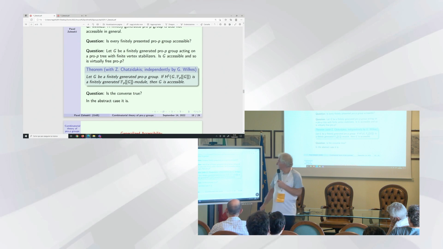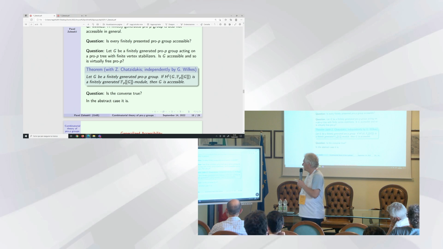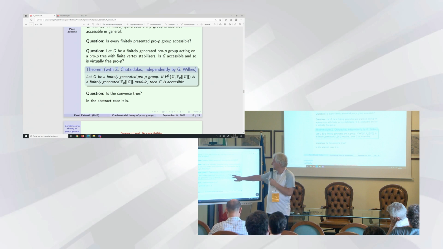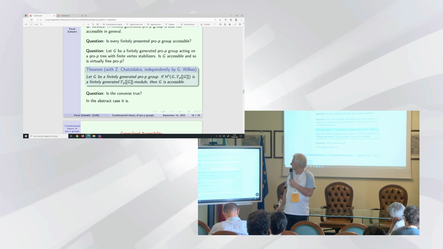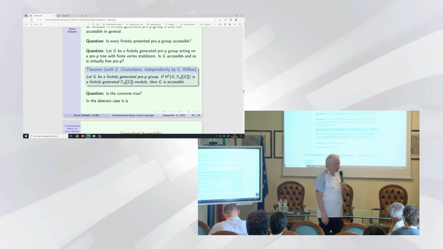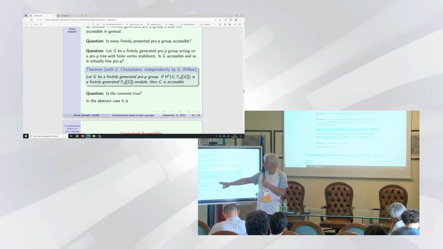This is a complementary result about accessibility. If a group satisfies this condition, namely that the space of n's of the pro-p group is finitely generated as a module, then G is accessible. This was proved by me and Zoe Chatzidakis in one case, and independently by Wilkes in the other case. There is an open question whether the converse is true in the pro-p case, but in the abstract case it is.